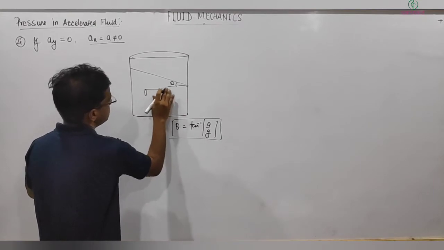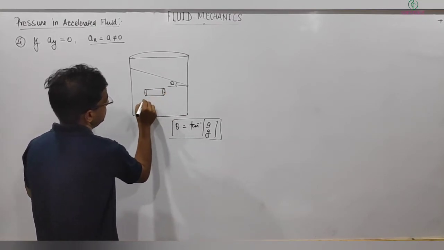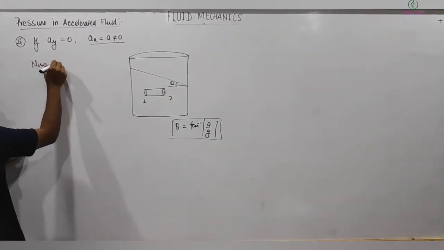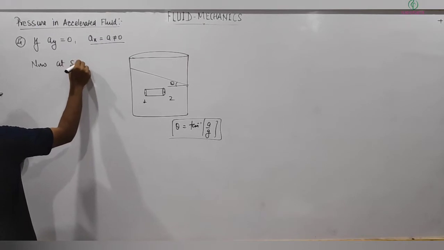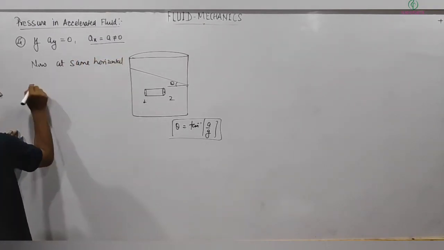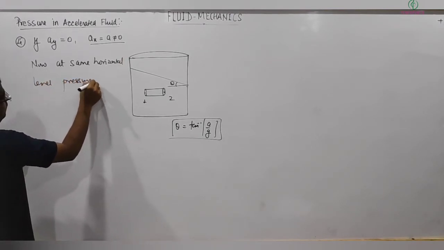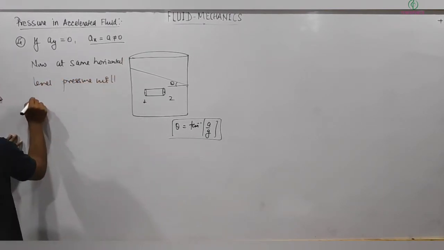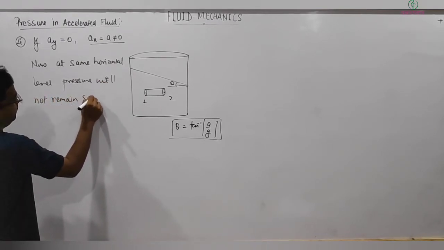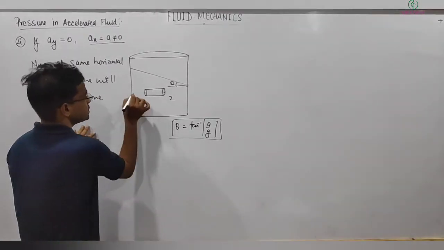So in this situation, because now there is acceleration, let's say this is 0.1, this is 0.2. Now, at the same horizontal level, pressure will not remain the same, right? It means there will be some pressure difference. Next is, what will that be?